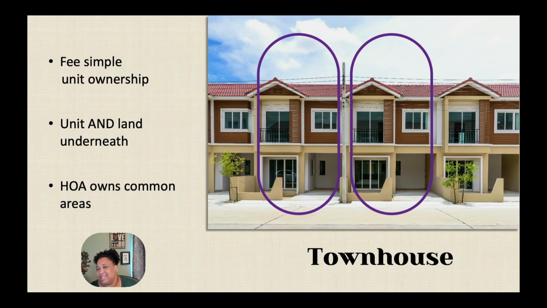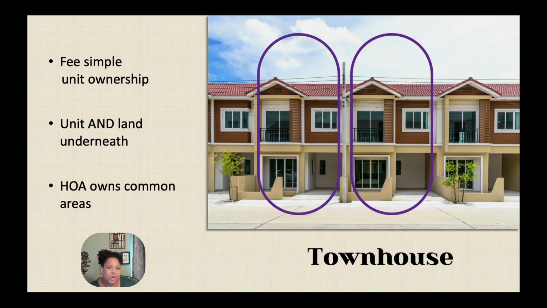Now, a townhome is very similar to a condo, except with a townhome you're getting your unit and the land underneath, which is why a townhome will never be something that you see stacked up. It's when you have row houses. Except in a townhome, you don't get co-ownership of the common areas. You have the right to use the common areas because you're a member of the HOA. The HOA owns all the common areas, and there you go.